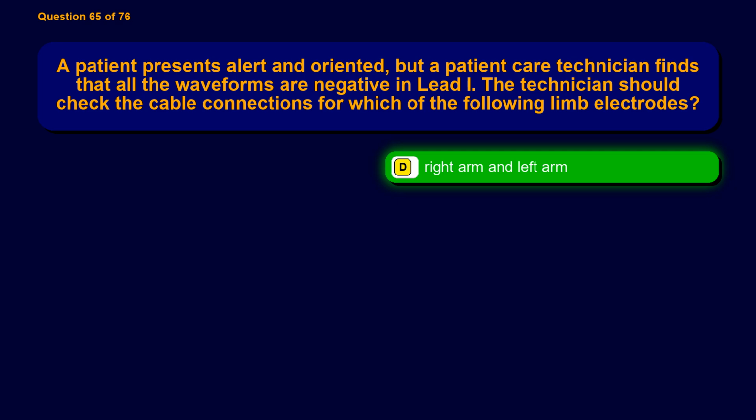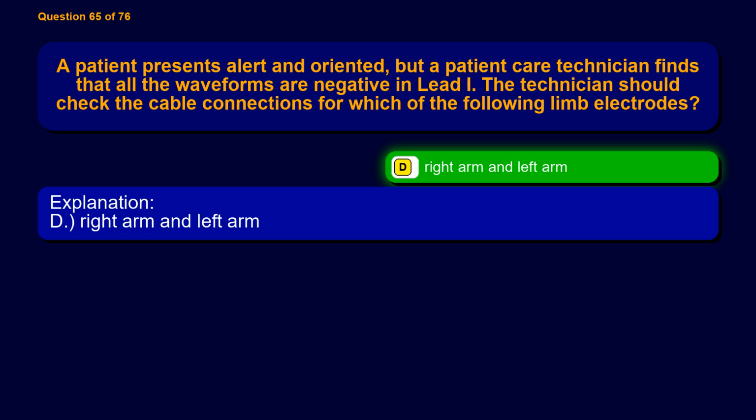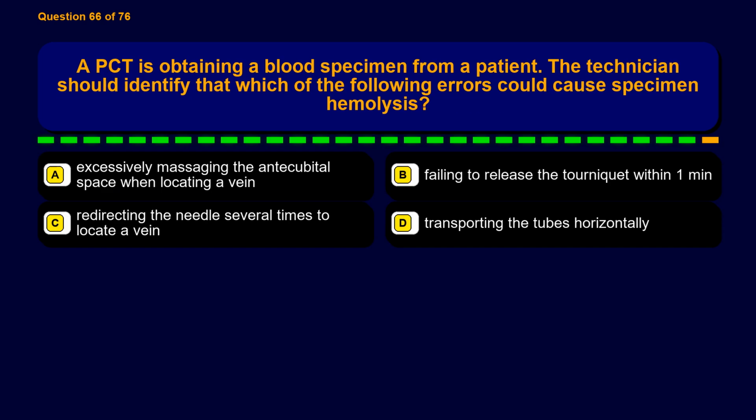The correct answer is option D, right arm and left arm. Question 66. A PCT is obtaining a blood specimen from a patient. The technician should identify that which of the following errors could cause specimen hemolysis. Option A, excessively massaging the antecubital space when locating a vein. Option B, failing to release the tourniquet within 1 minute. Option C, redirecting the needle several times to locate a vein. Option D, transporting the tubes horizontally.